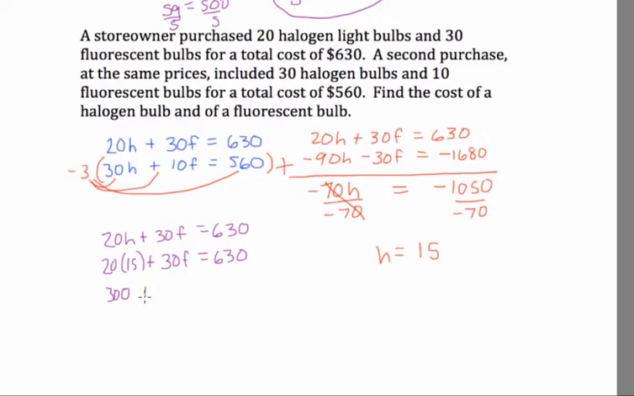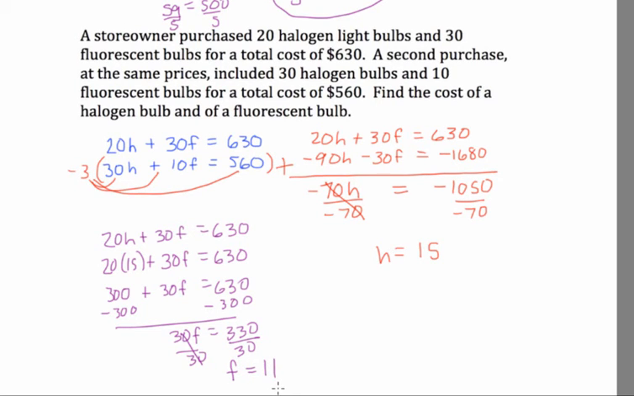So we spent $300 on the halogen bulbs. So now solve for F. Solve for the cost of the fluorescent bulbs. F equals 11. So the halogen bulbs were $15, the fluorescent bulbs were $11.